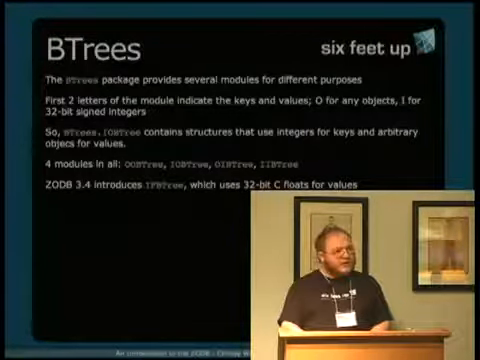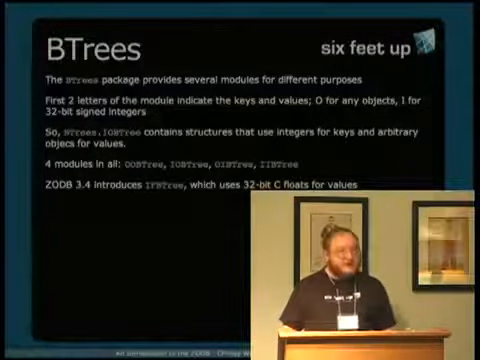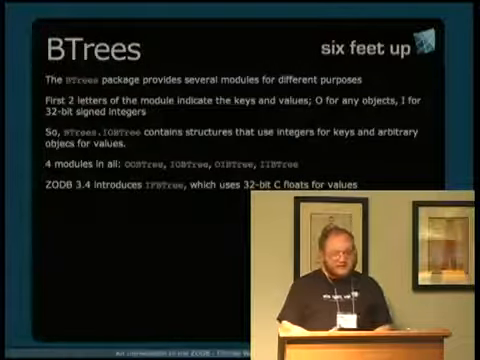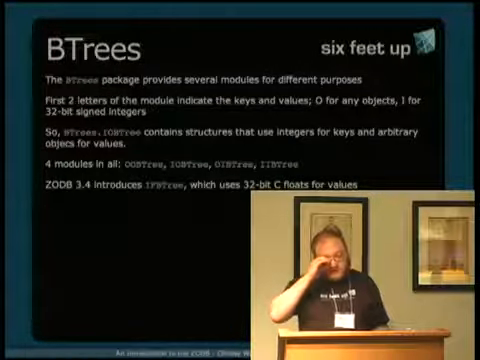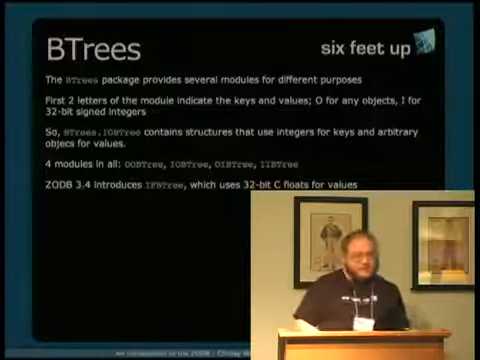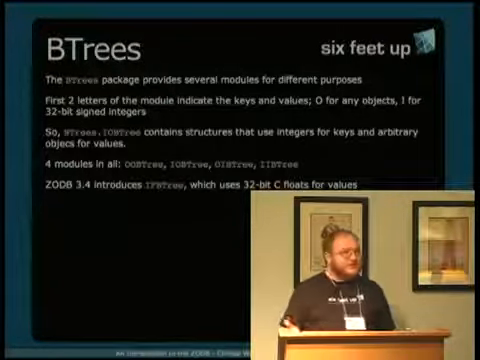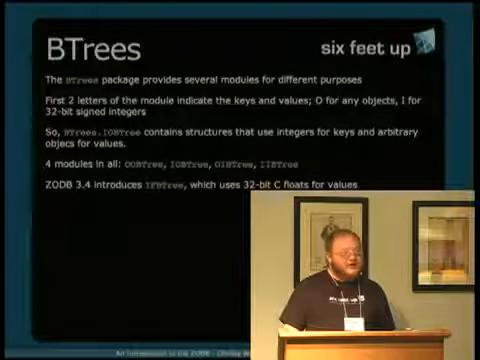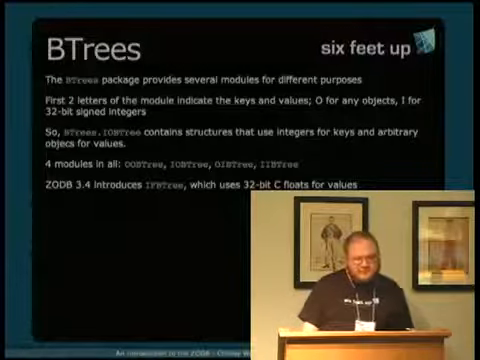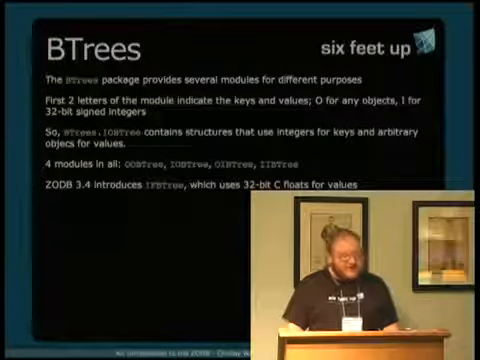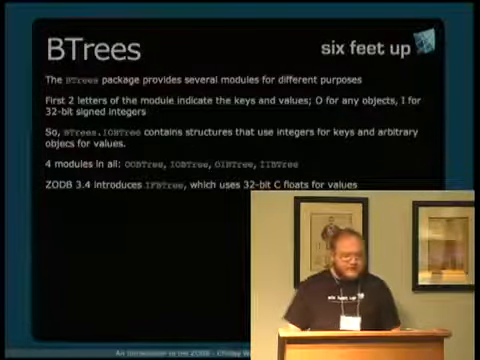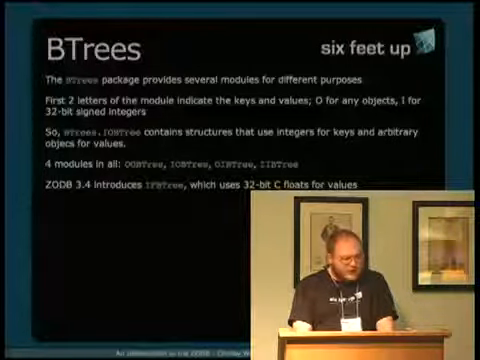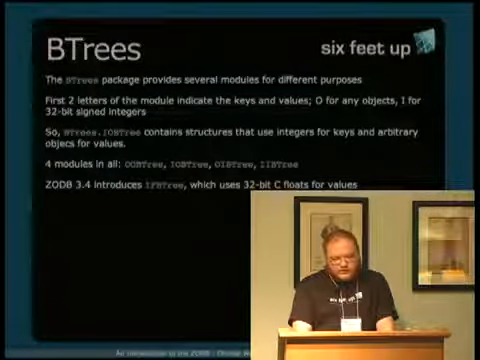There's four variations of that. So OOBTree for having arbitrary objects as keys and values. IOBTree that I mentioned before. OIBTree, that's the reverse, so arbitrary objects as the keys and signed integers as values. And then integer key and value trees. In ZODB 3.4, they also introduced an IFBTree with signed integer keys and 32-bit C floats for values. I haven't really seen that one anywhere though.